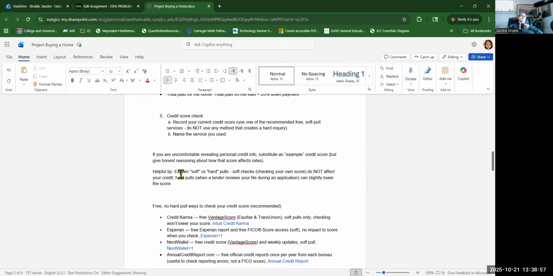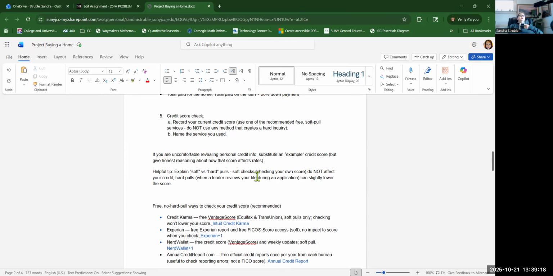There's a difference between a soft and a hard pull. A hard pull is what they're going to do if you go in there and you try to get a loan for a home right now, or a car loan, or to see what you can get. That's a hard pull, and that's going to make your number go down substantially. It says slightly. No, it can be substantial.